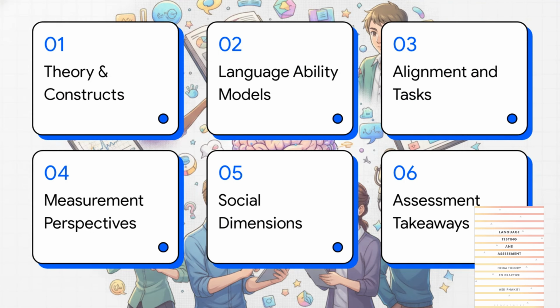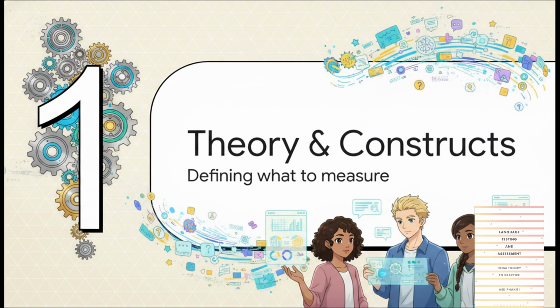Okay, here's our mental roadmap for today's mini-lecture. We're going to start with theory and language constructs, move through the historical models of language ability, tackle alignment and tasks, break down measurement perspectives, and finally, look at contextual dimensions. Let's get going. All right, Section 1, Theory and Language Constructs.